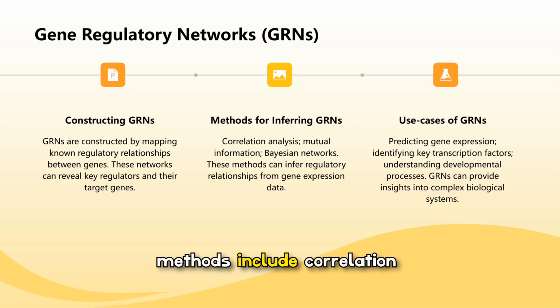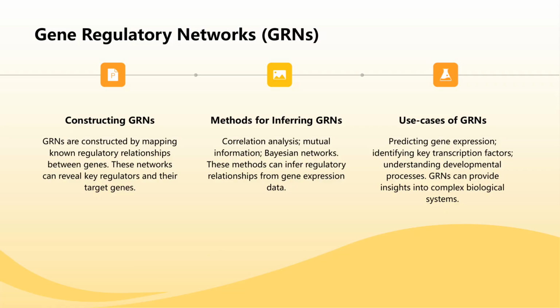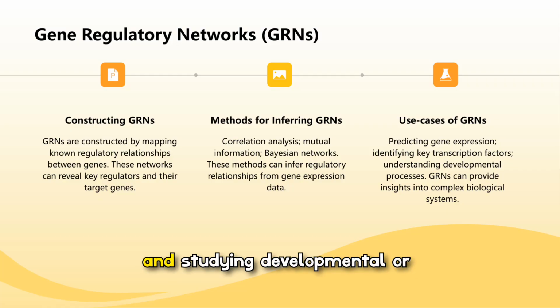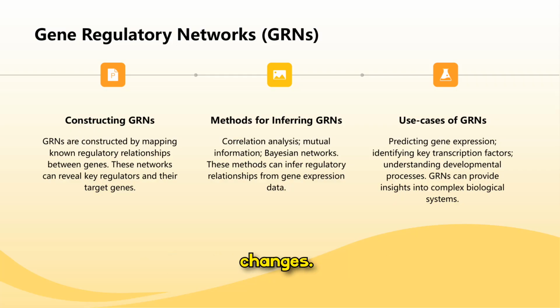Common inference methods include correlation analysis, mutual information, and Bayesian networks. GRNs are useful for predicting gene expression programs, identifying key transcriptional regulators, and studying developmental or disease-related regulatory changes.